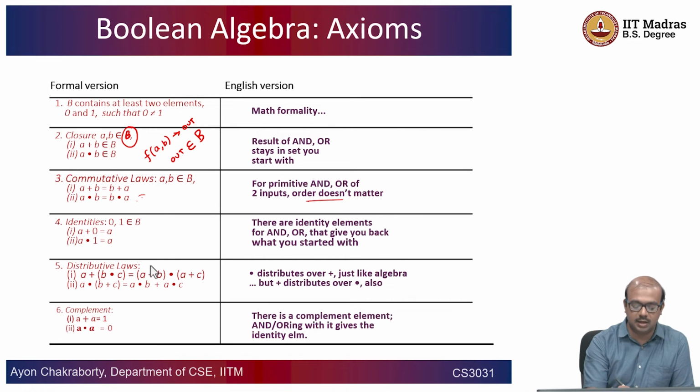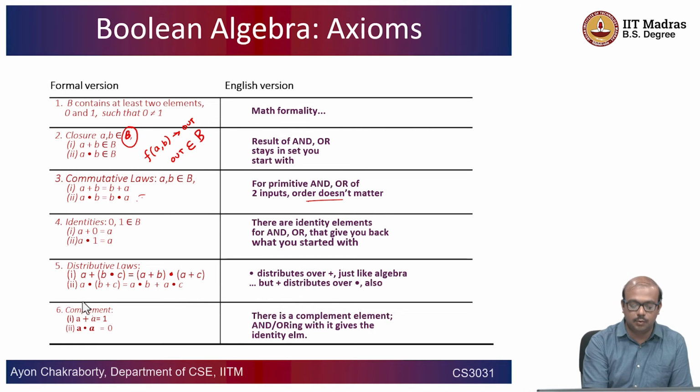So A and B here are logical variables. So A or B, and the whole thing is going to be ANDed with A or C. This is equivalent to doing A or B and C. So B and C, if you combine and find out this value, and that value is ORed with A, the equivalent thing is A or B and A or C.